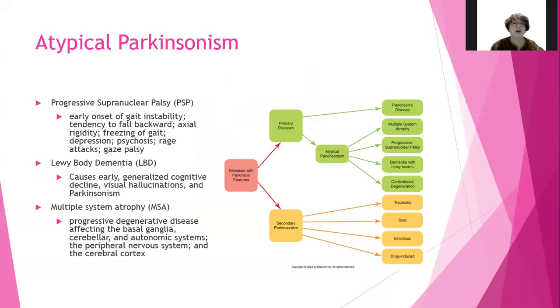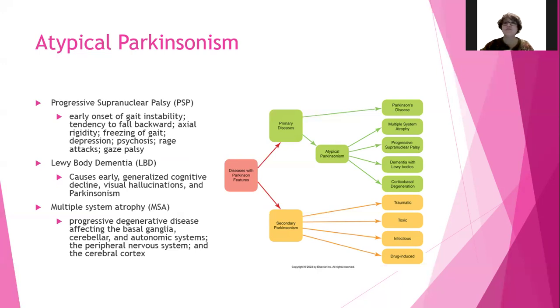Axial rigidity, which is common with a lot of Parkinson's, freezing of gait, depression, psychosis, rage attacks, and that gaze palsy that I just talked about. Lewy body dementia causes early generalized cognitive decline, visual hallucinations, and then the motor symptoms that are classified as Parkinsonism. Multiple systems atrophy is a progressive degenerative disease affecting lots of areas of the brain.